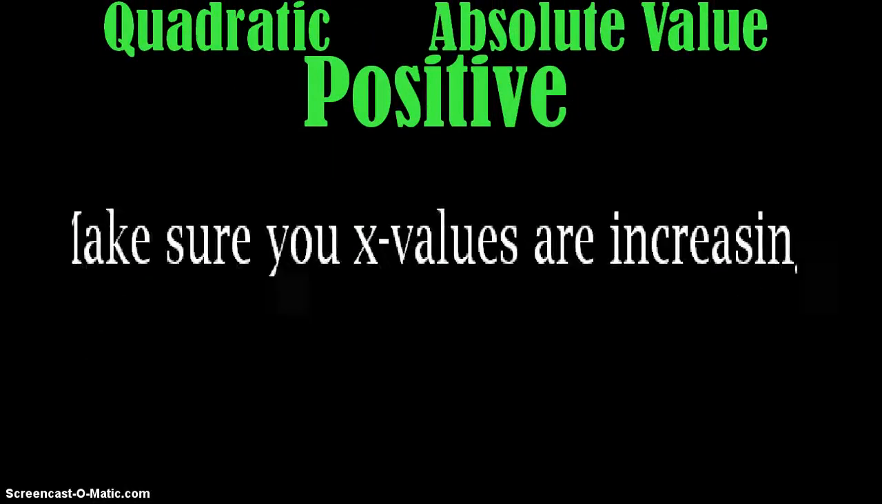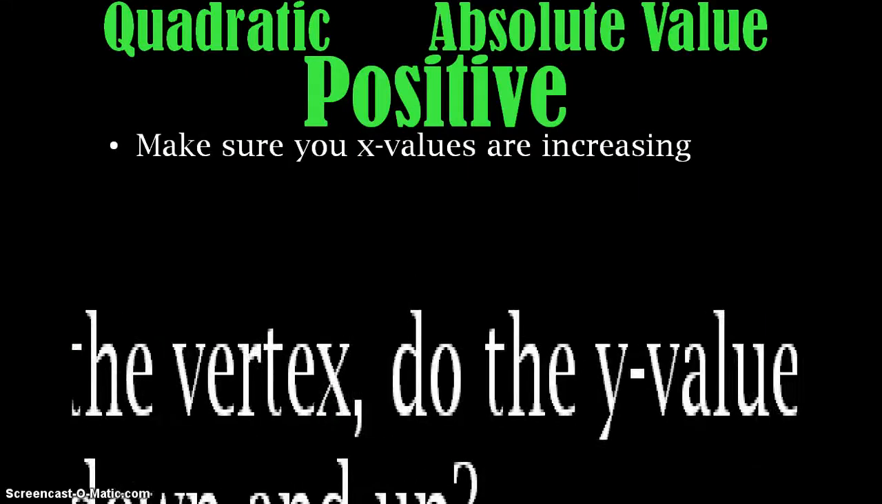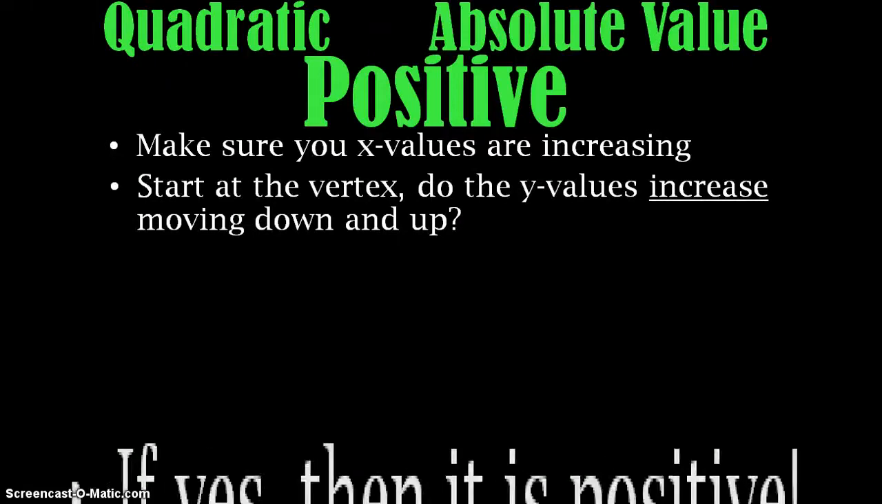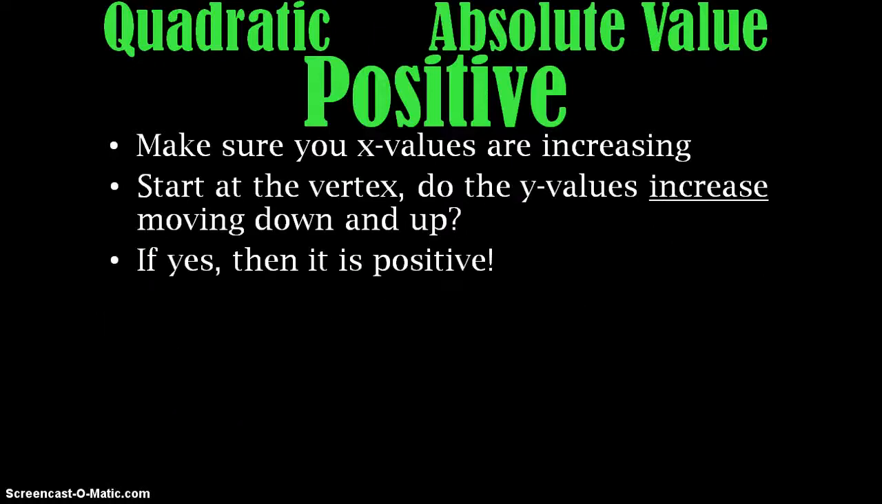With quadratic and absolute value, since we have that little pattern in the tables, again, you want to look for your x values. As long as they're increasing, then you're good to go for the next step. You want to start at the vertex, and as you go up and down from the vertex, are the y values increasing? If they are increasing, then you have a positive absolute value or quadratic table. So let's look at an example.